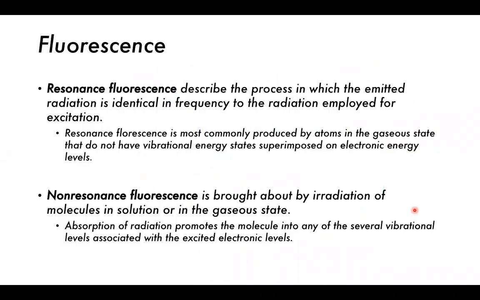So we have two types of fluorescence. We have resonance fluorescence, which describes the process in which the emitted radiation is identical in frequency to the radiation employed for excitation. So that means if we excite the sample and it absorbs at 400 nanometers, then if it has resonance fluorescence, the wavelength of the light emitted would also be 400 nanometers. Resonance fluorescence is most commonly produced by atoms in the gaseous state that do not have vibrational energy states superimposed on electronic energy levels.